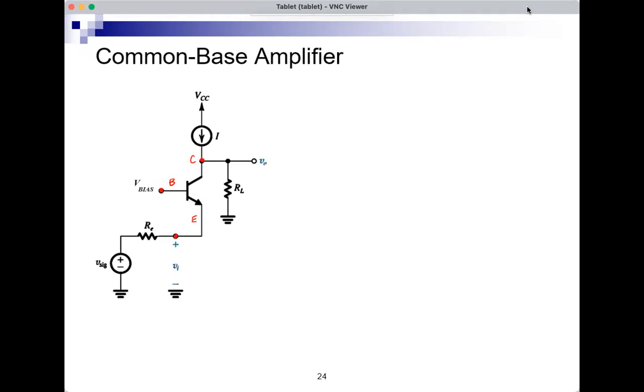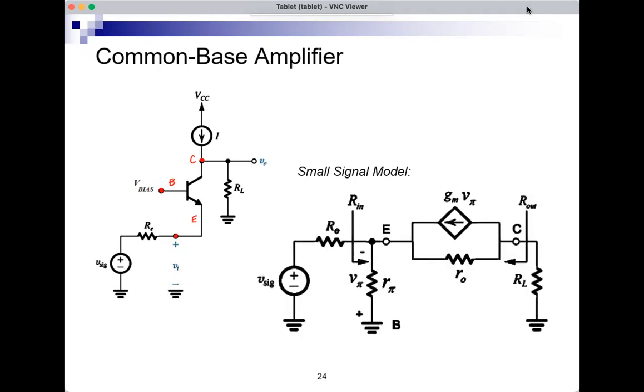on the emitter terminal. So the small signal model in this case, including small RO for the BJT, would look something like this. Note that the base is grounded. V pi, which is across R pi, is positive at B and negative at E. So this is R pi, base is grounded. The input is at the emitter, so this is the input.